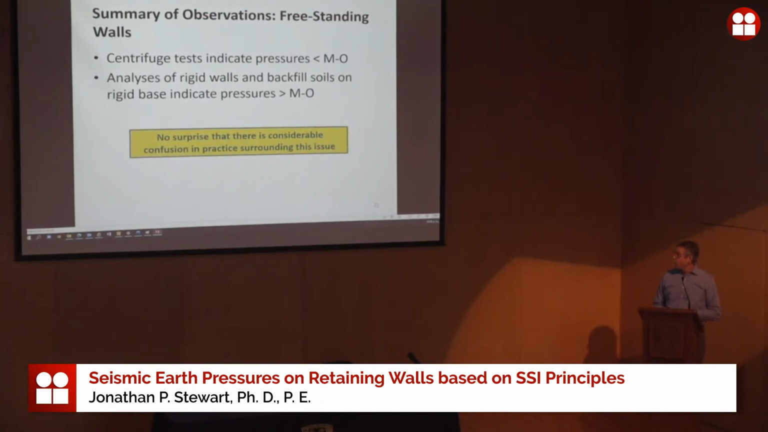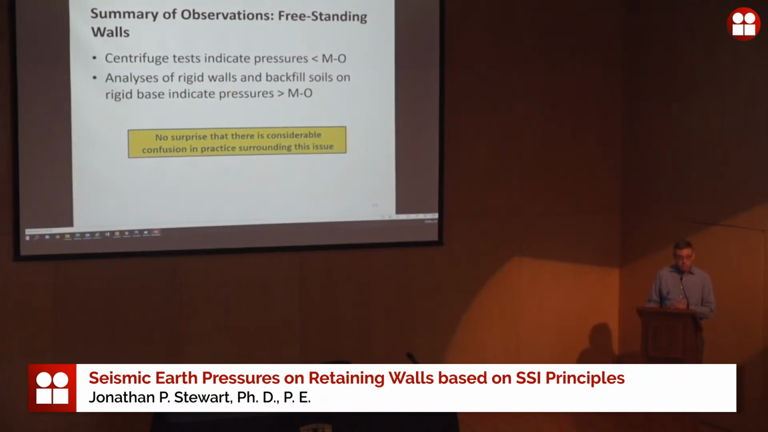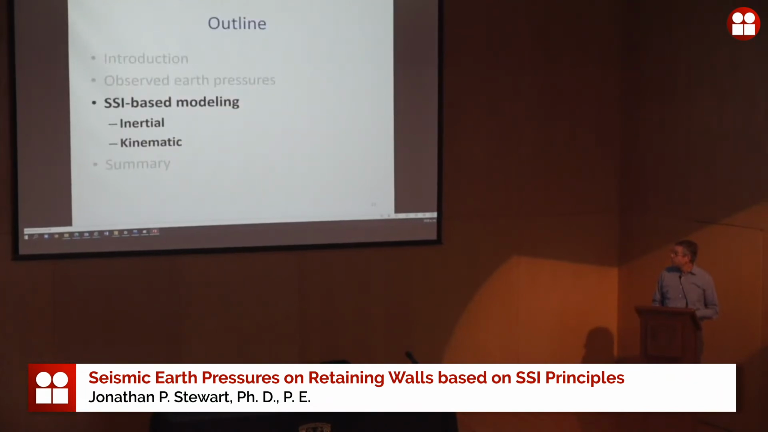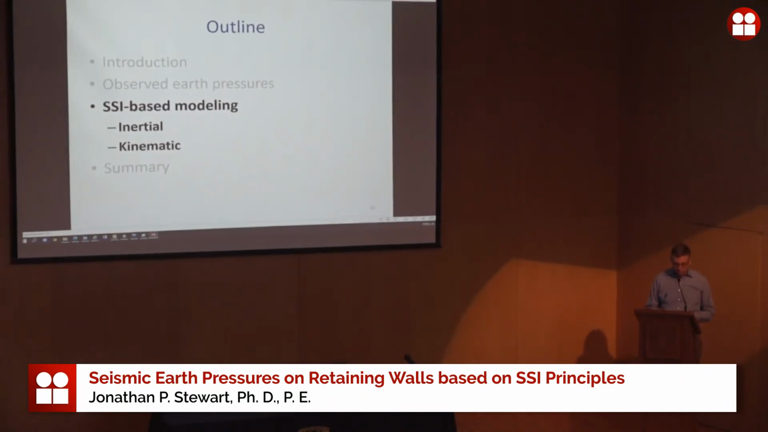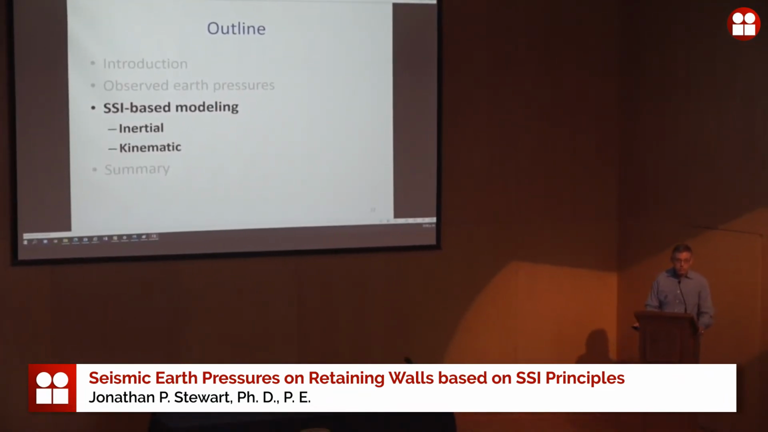So there's a lot of confusion. The one thing that everybody could agree on at this time was that Mononobe-Okabe seems to be wrong, but is it wrong in an unconservative way, or is it wrong in a conservative way? Which leads us to the new, relatively disruptive framework, which is looking at this from a soil structure interaction perspective.